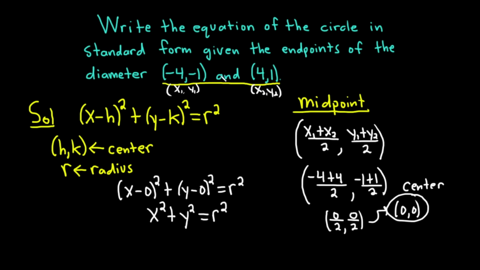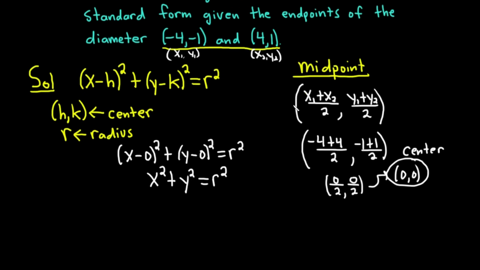So what we can do is plug in any of these points into the equation and solve for r. The reason we can do that is because these points are actually points on the circle. And if a point is on the circle, that means that when you plug it into the equation of the circle, the equation must be true. We have two choices: negative 4 comma negative 1, and 4 comma 1. Let's go with the choice that has no negative numbers, which is 4 comma 1.